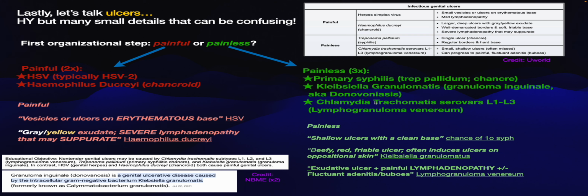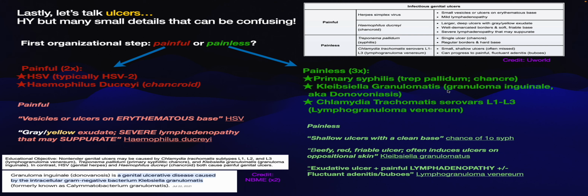So I find it really helpful to separate them into painful and painless. So painful, we have herpes simplex virus, typically HSV2 in the genital region, and then Haemophilus ducreyi, which produces the chancroid. So painful that you cry. Everyone remembers that from bio or micro last year.